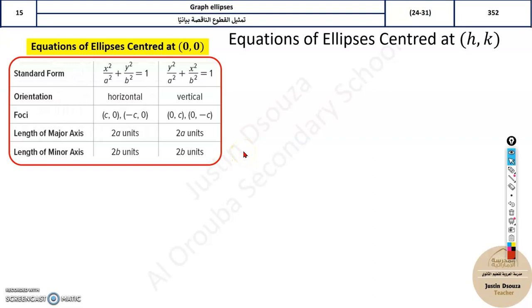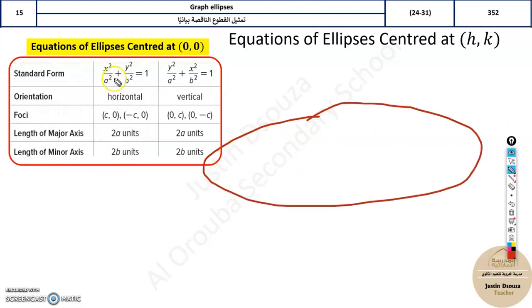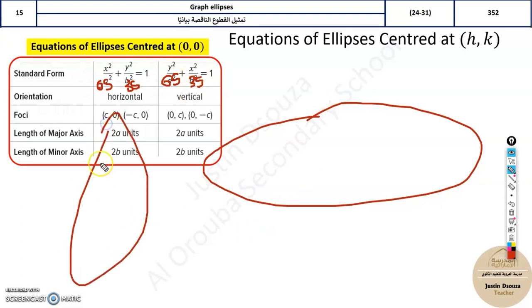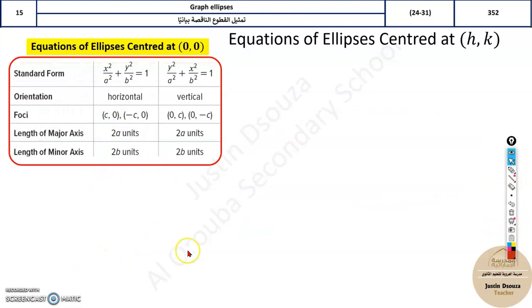The 15th topic is to graph ellipses. Now we will go through the standard forms and formulas. If the center is (0, 0), the standard form is mentioned here. The length of the major axis is always 2a and the minor axis is always 2b. The orientation is horizontal if the bigger value is below x squared. Imagine there is 65 and 35. If the bigger value is below x squared, it's horizontal. But if the bigger value is below y squared and the smaller value is below x squared, then it will be vertical like this. We will see them, but just be thorough with this formula.